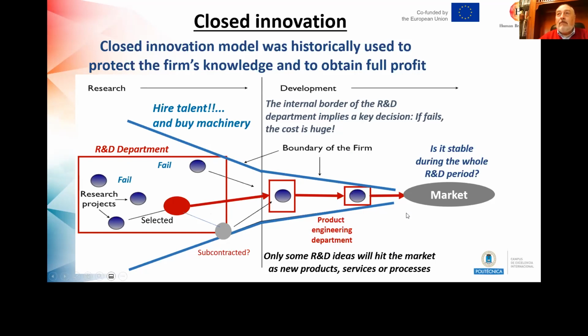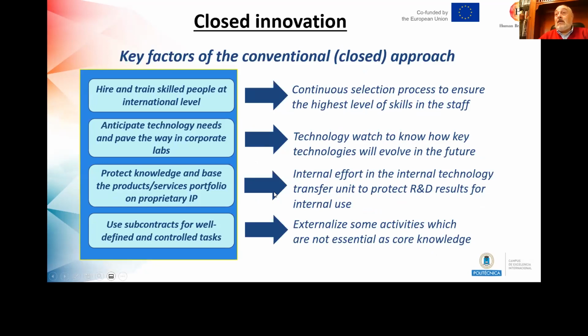In many cases, just waiting for the results of your research department is not enough for several reasons. Maybe because it will fail. In other cases, because I need to wait a lot of time, and then others could anticipate my results. Then in these cases, I need to hire and train skilled people in my unit. I need to anticipate technology needs with my own ideas. I need to protect everything because everything should be controlled by myself. And then even the only possibility is just to have subcontracts. But that's all.